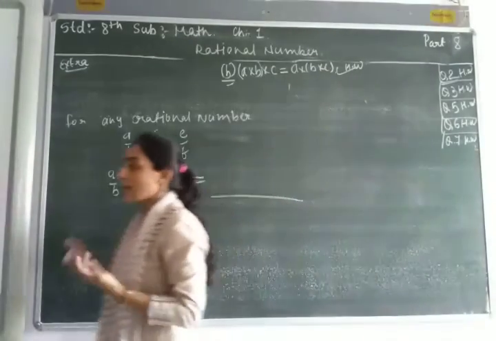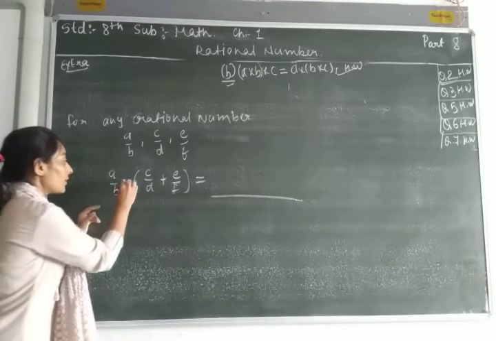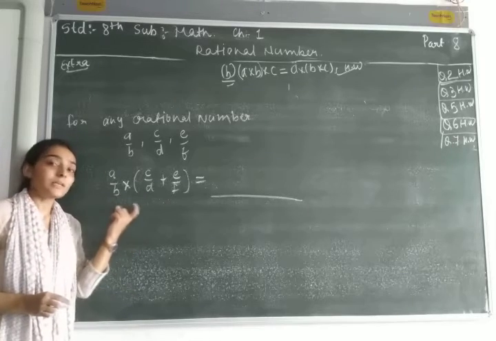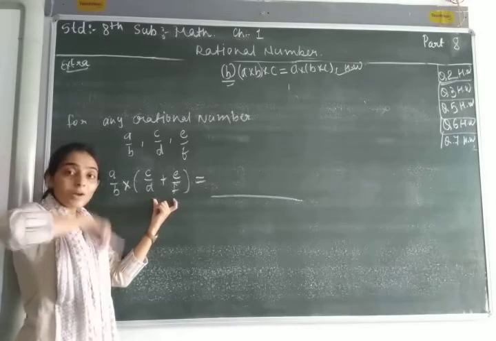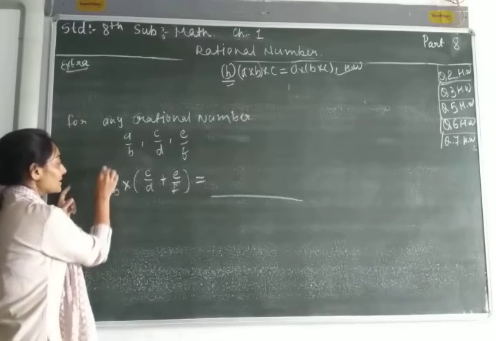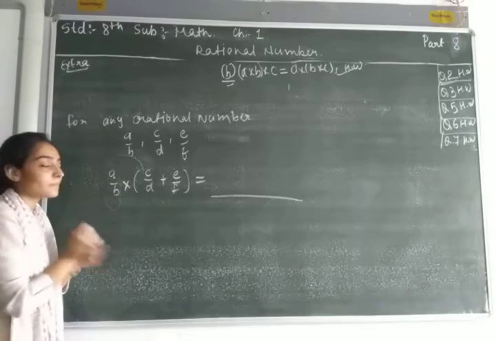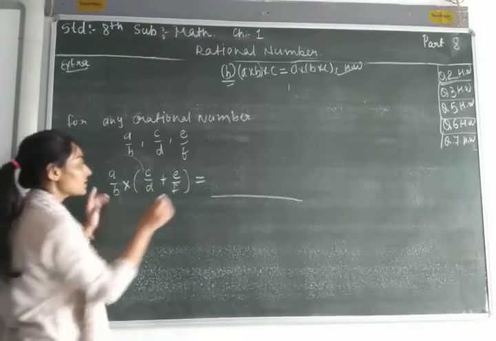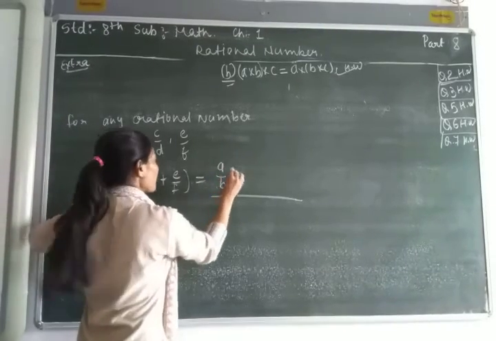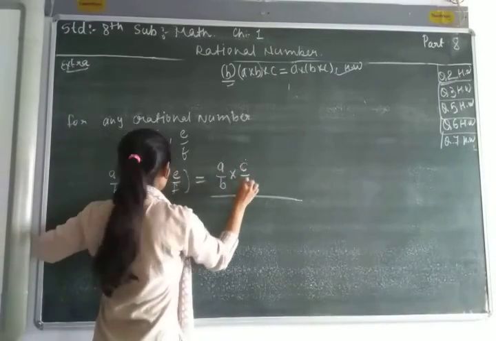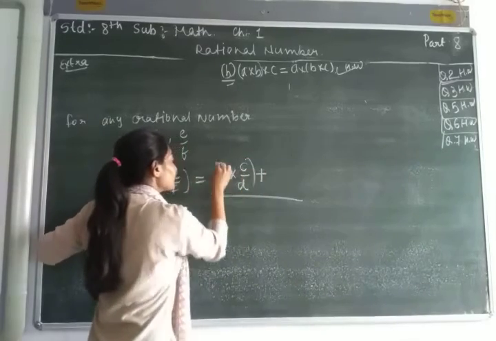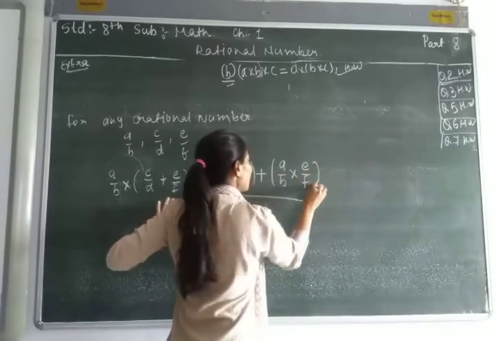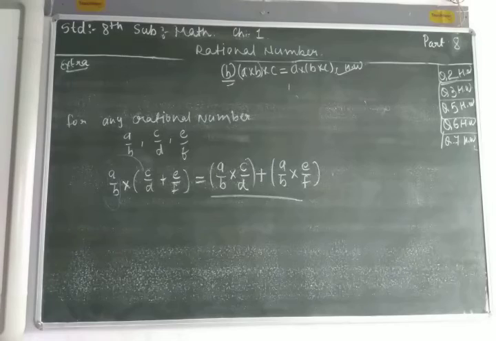Whenever this happens, first look at the distribution of multiplication over addition. It means we have to multiply this fraction with my first fraction, then addition, then again the first fraction and the third fraction. That is the answer. So A divide B into C divide D plus again A divide B into E divide F. That is the answer.